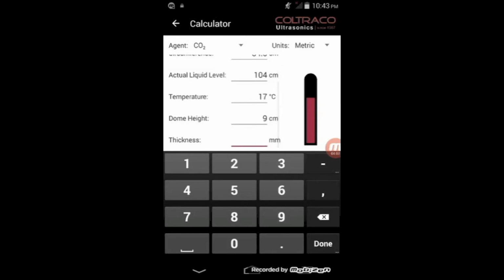Thickness. Now if you don't have a thickness gauge or you don't know the thickness, don't worry, because it's the least influential input, and I would recommend that you put in 6 mil, which is probably the industry average for fire suppression cylinders. But in this instance I've used a Portagauge 3 to identify the wall thickness, and it is 7 mil. So now I'll calculate.